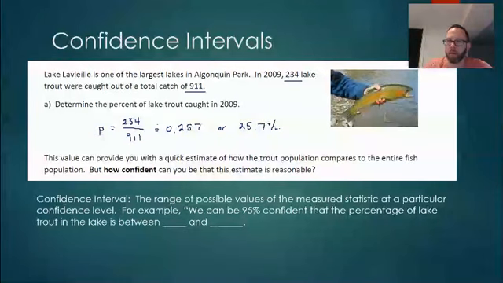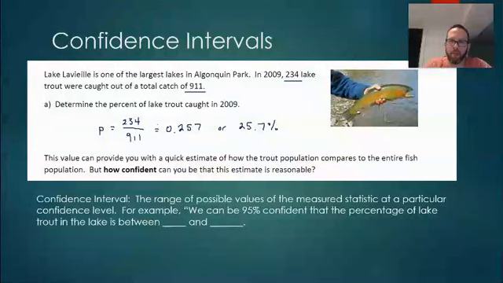And this is a good quick estimate, but how confident can we be that this estimate is reasonable? It'd be safe to assume that if we caught more fish, we would get a better estimate. How confident would that one be? If we caught fewer fish, maybe this would not be as good of an estimate. So are we 90% sure this is a good estimate? 95% sure? We've got to firm this up a little bit.